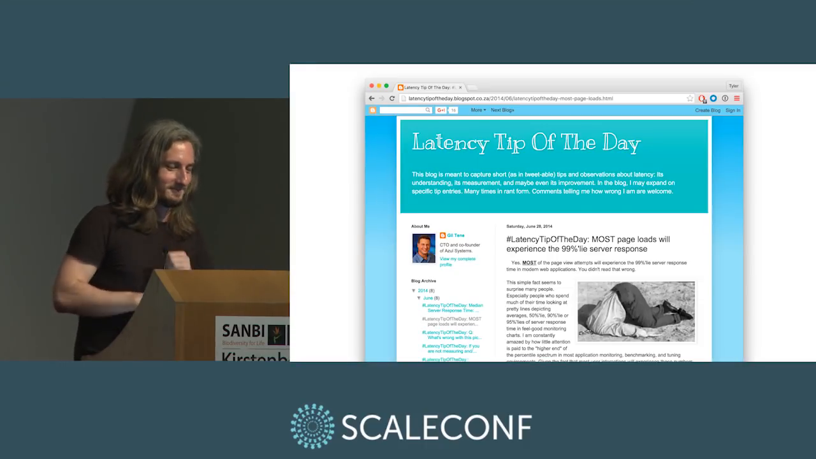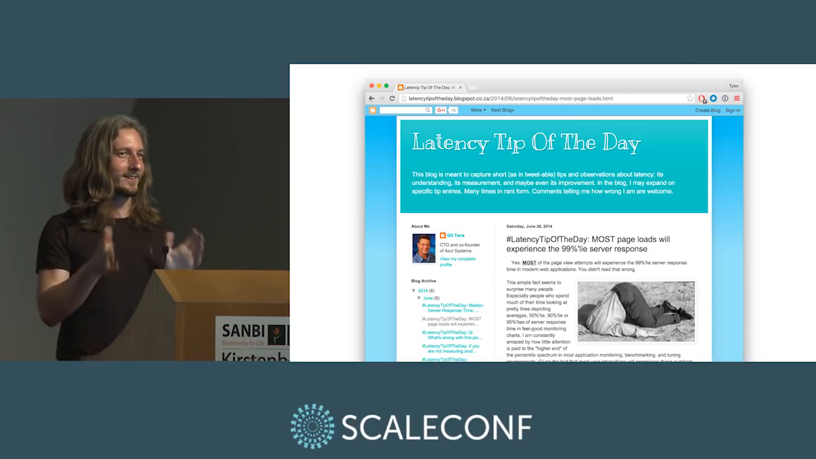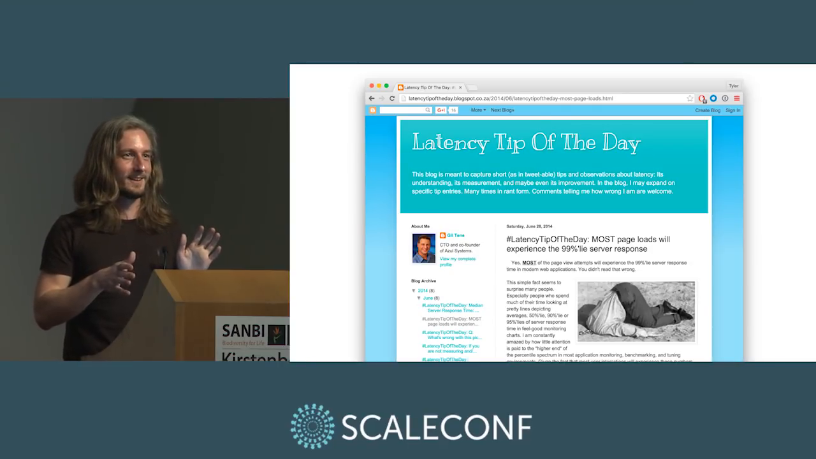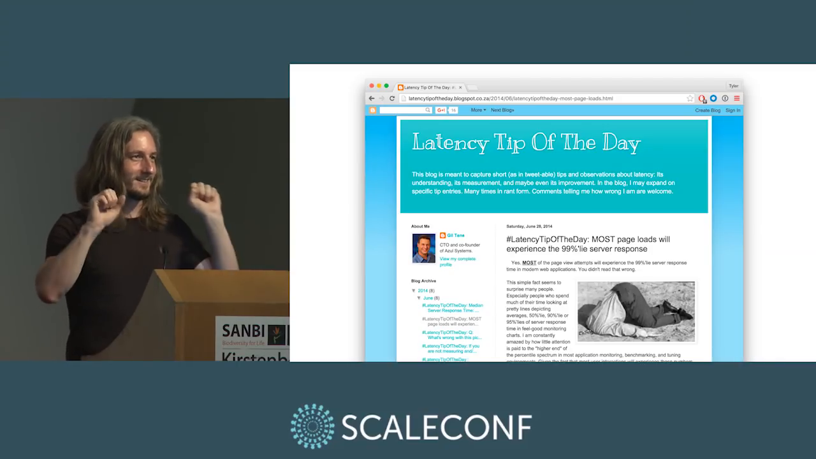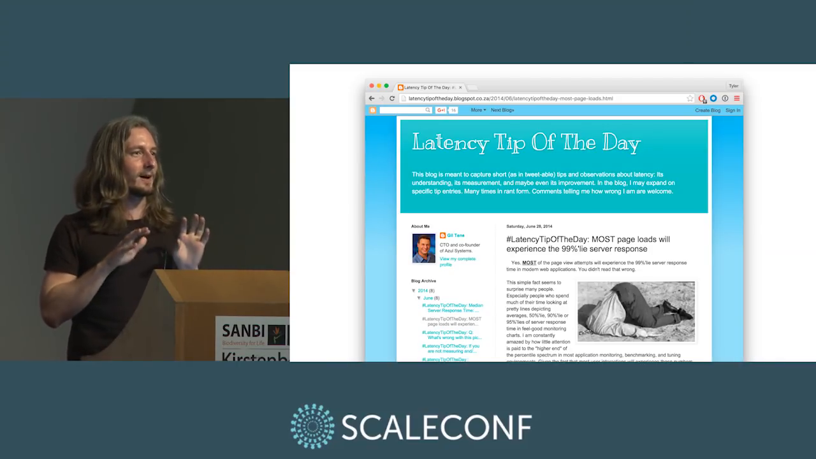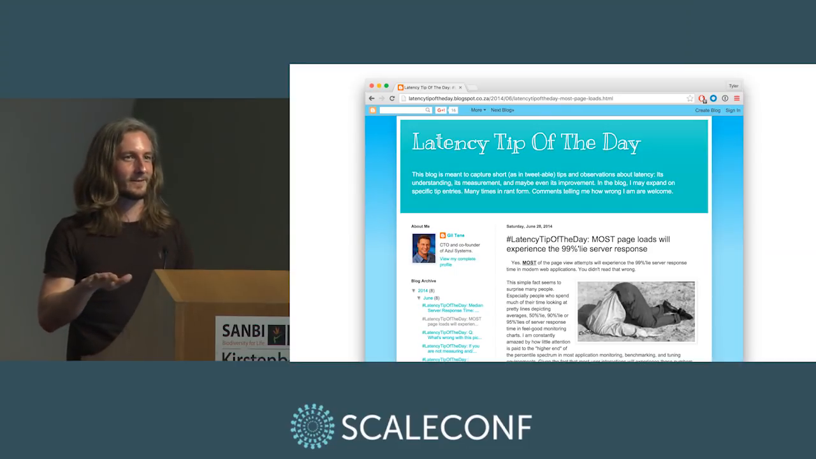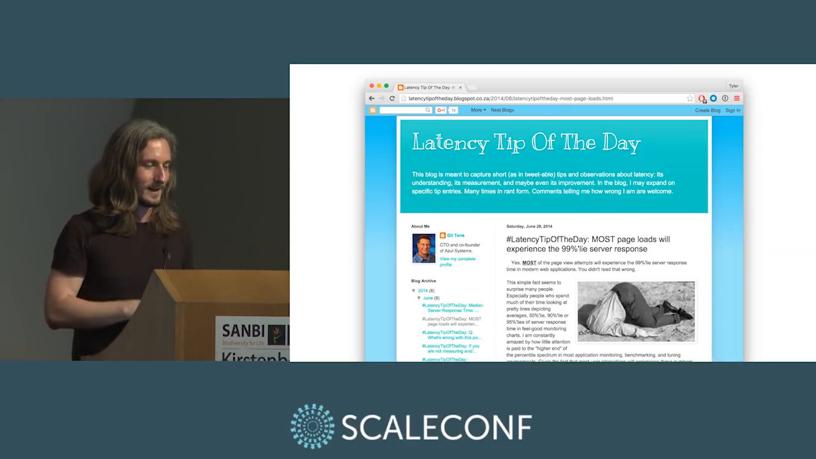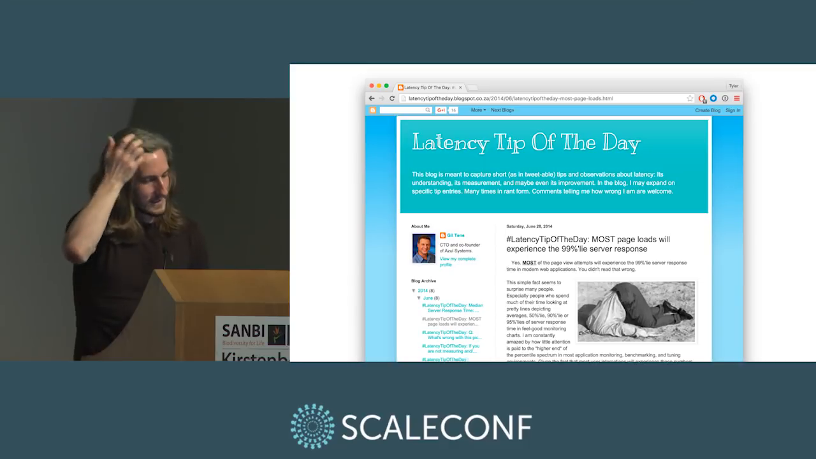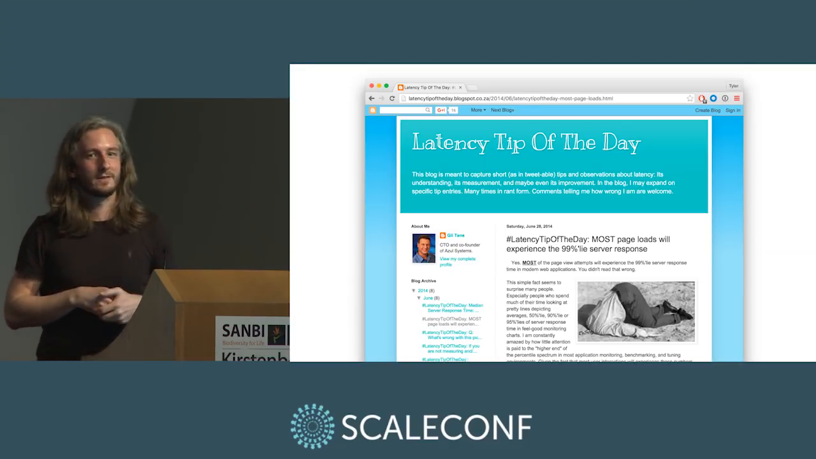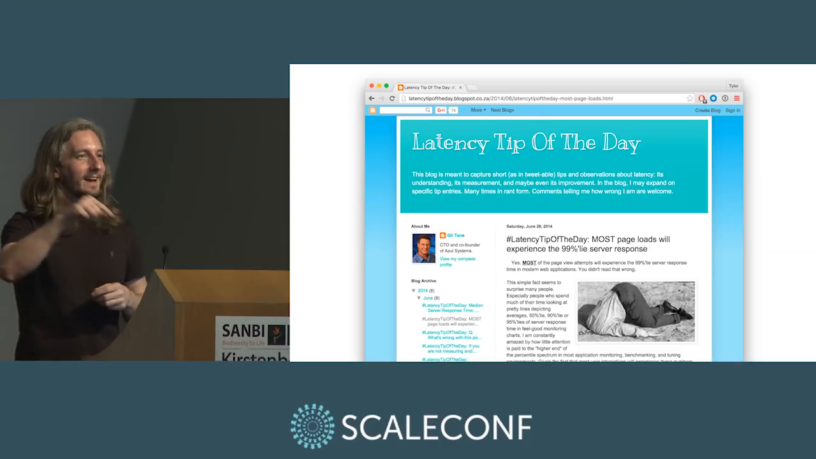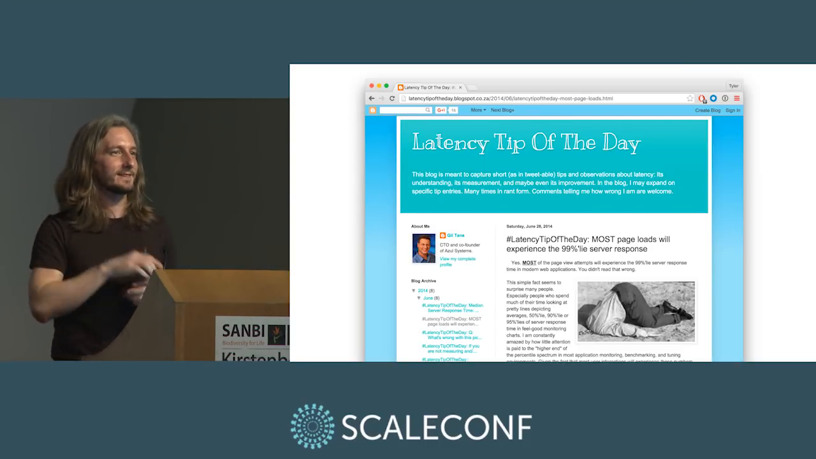There's this really cool article. Who here has heard of Guillotine before? There's a couple of you. Awesome. Okay, you should all know about Guillotine. It writes really interesting things about latency and measuring latency and all of this sort of thing. Things that I care a lot about, anyway. So this is an article by Guillotine, and what it's describing is that most page loads will hit the 99th percentile of latency for your web service.